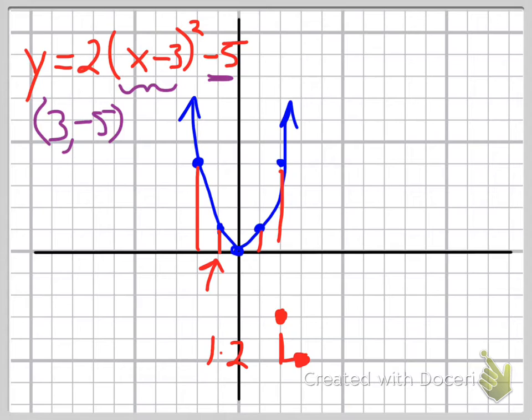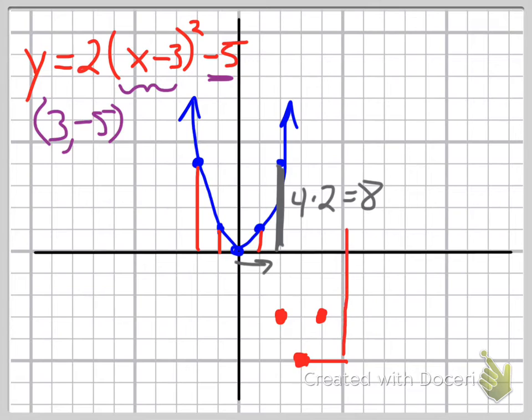So now I have these 3 points. The next thing I want to do now is figure out where the next couple points would be. So my next one is going 2 to the right. I have a vertical change of 4. I'm going to take that 4 and multiply it by my a value of 2 and get a value of 8. Therefore, on my graph, from my locator point, I'm going to go 2 to the right and now up 8. And my point will be right there.